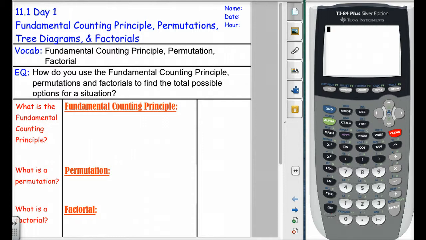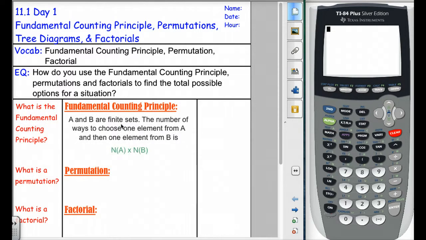So let's get some vocab out of the way. Our first one is our fundamental counting principle, and this just simply states that if we have A and B are finite sets, finite, opposite of infinite, there is a limited number. The number of ways to choose one element from A and then one element from B is going to be taking that number and multiplying them together. And we're going to take a look at some examples, so I won't get too much into examples right now.